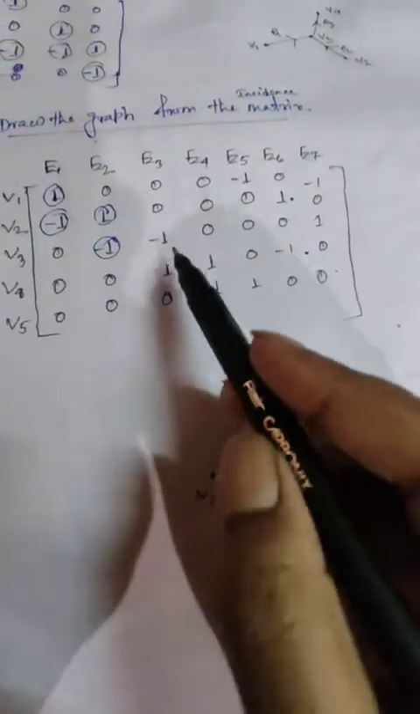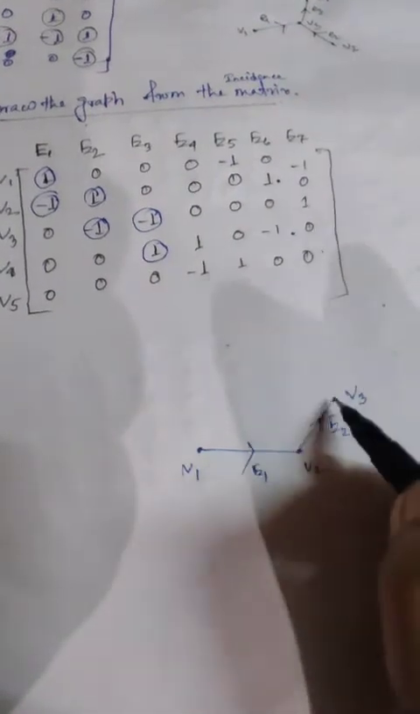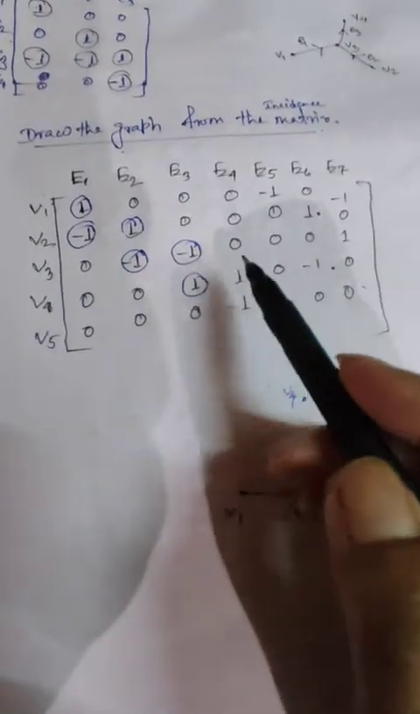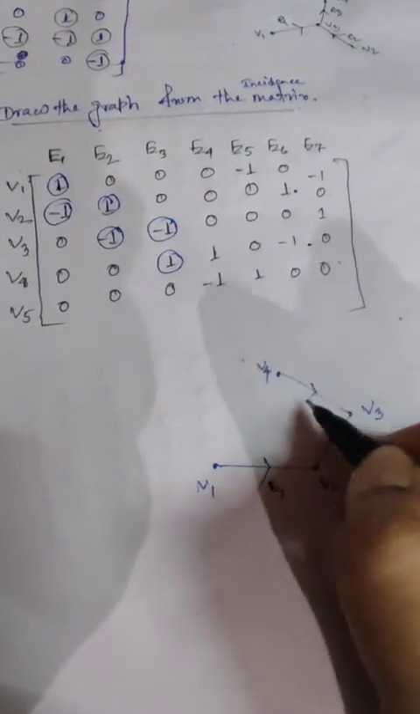Now next E3, that is -1 and 1. That means E3 is incident with V3 and V4. So we will just draw it like this. This is V4, and from here we can say that this is incident in at V3 and incident out at V4. So this will be like this.